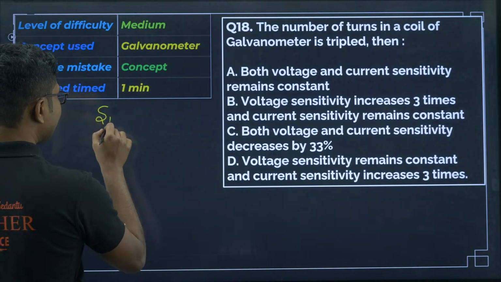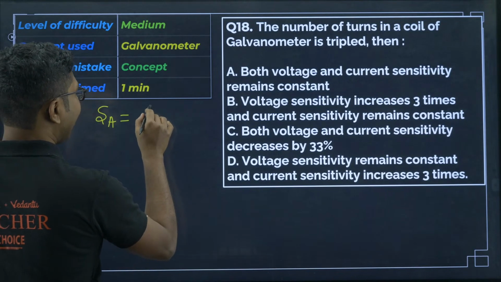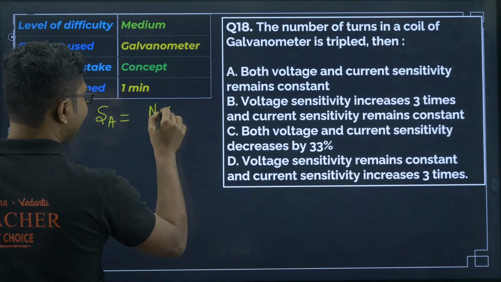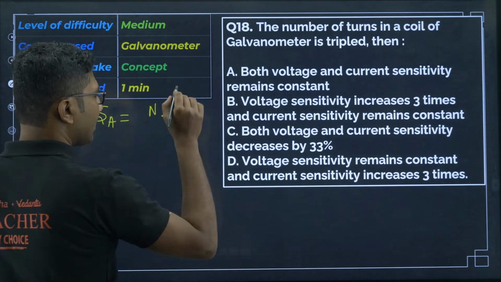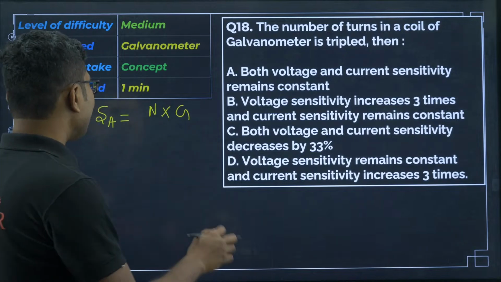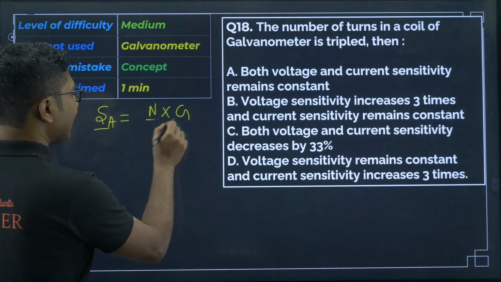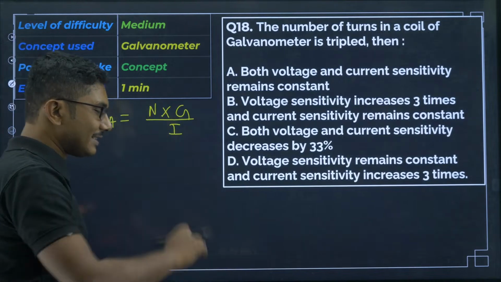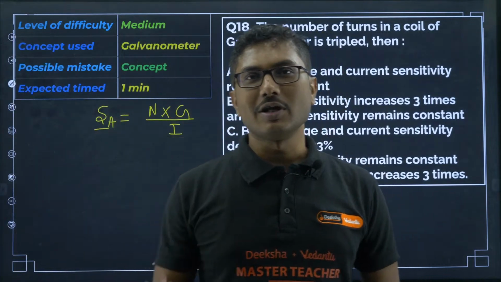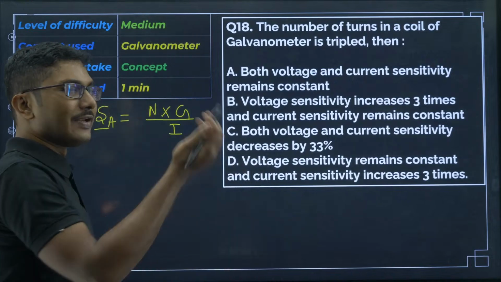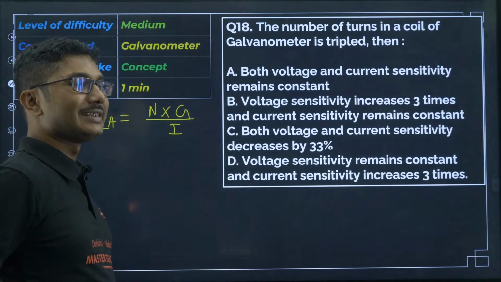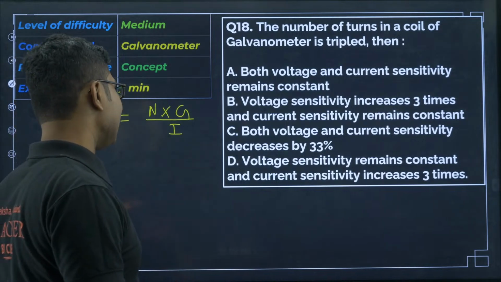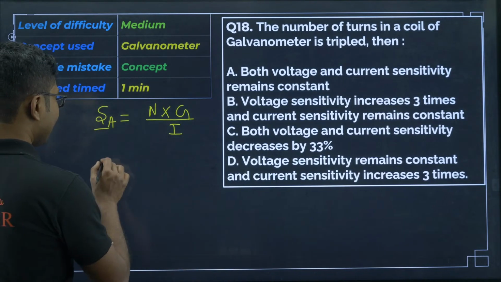the current sensitivity, say SA is basically N into some constant, the galvanometer constant. Okay, so this is the deflection divided by current. So how much it is changing with increase in current, that is called current sensitivity. There is a deflection, how much it is getting deflected on changing the current, that is current sensitivity. Now what is voltage sensitivity?